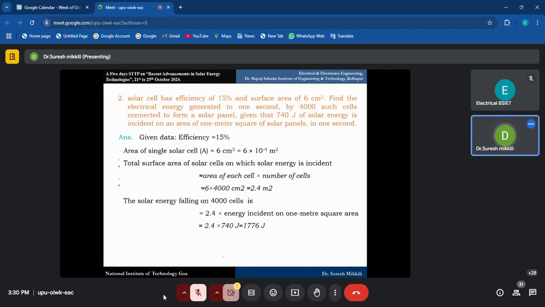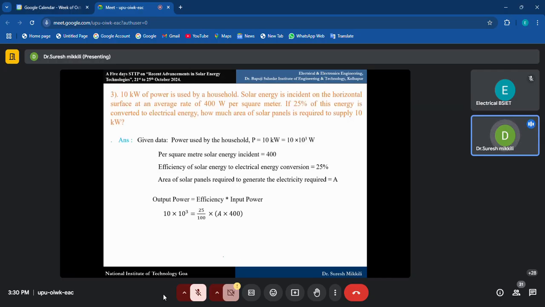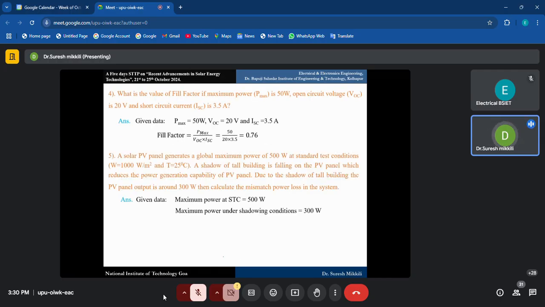So today we will see the PV array configurations. After that we will come back to a few numericals and solve them. Okay, so I will come back here.